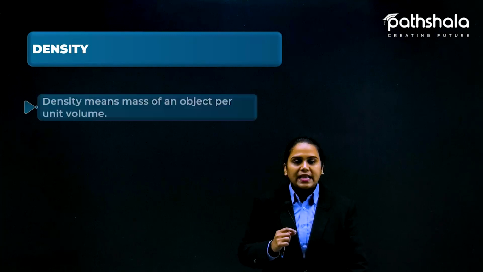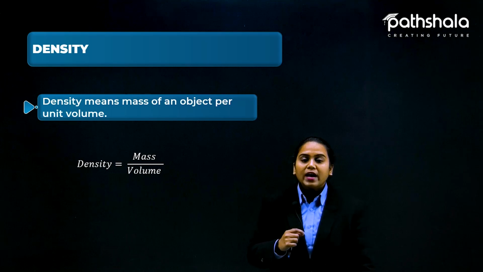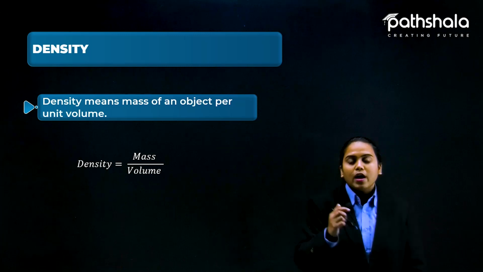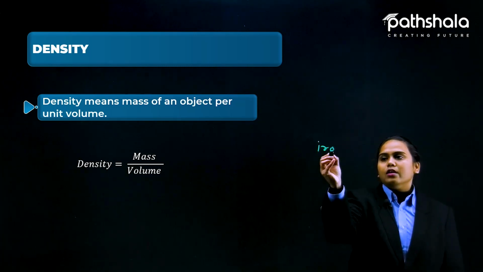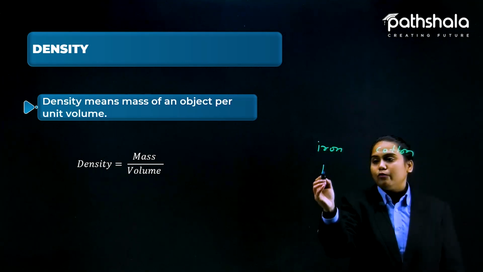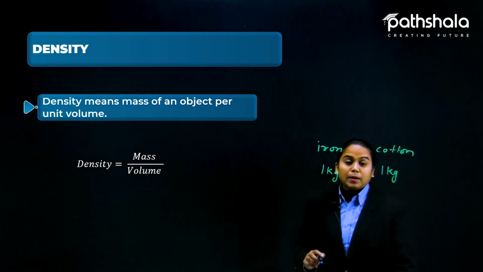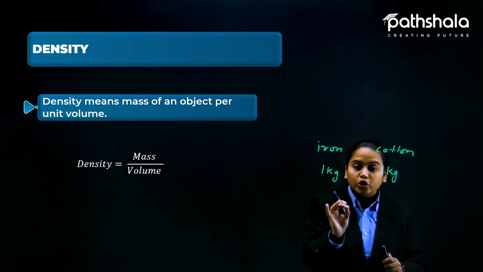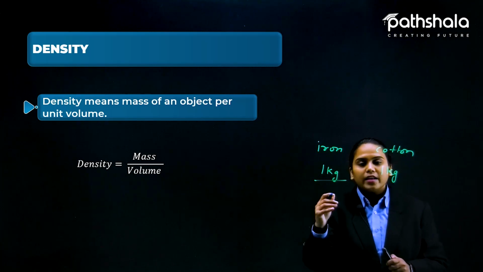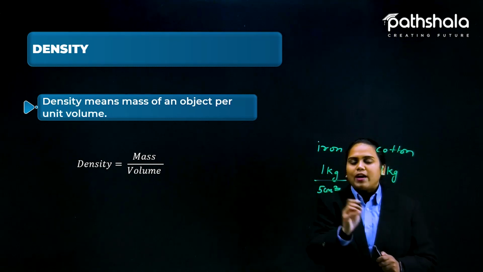So what is density actually? Density means the mass of an object per unit volume, and here we have the formula mass upon volume. As you know, earlier we had an iron here and a cotton here. So that iron has 1 kg mass and that cotton again has 1 kg of mass. But the space, that is the volume part, is limited by this. Let's suppose it has a certain value, let's say 5 meter cube. That is a very big value, so let me say 5 centimeter cube.